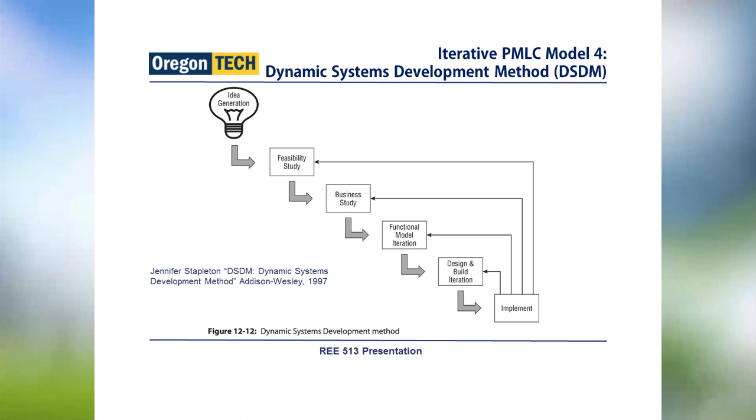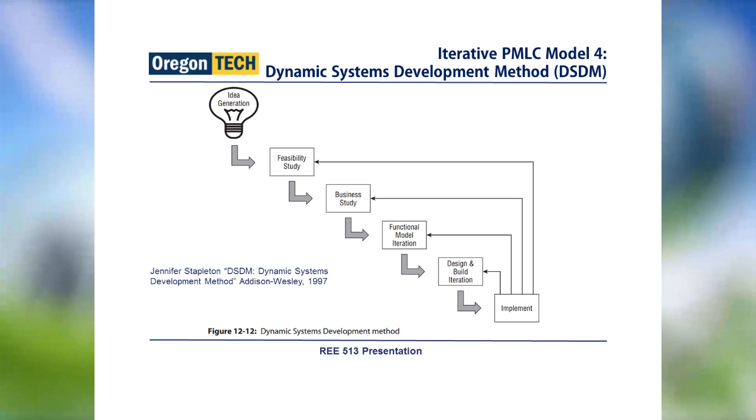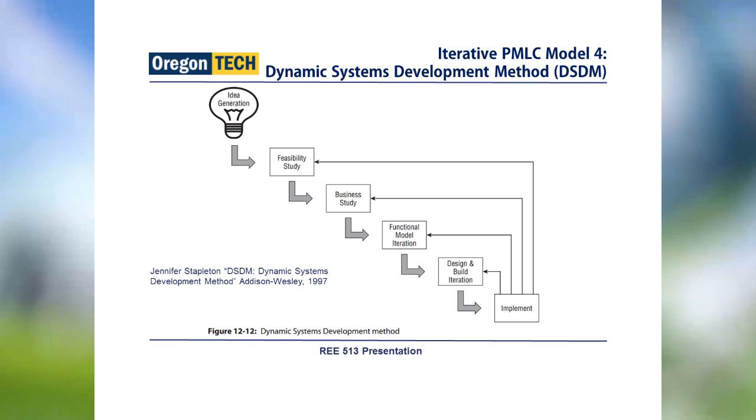The fourth type of iterative PMLC model is the Dynamic System Development Method. Actually, I don't really understand this model. Please refer to the book if you want more information on this model.